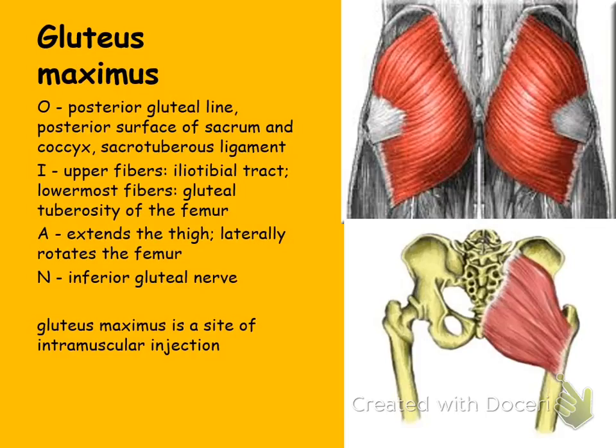The upper fibers, the iliotibial tract, and it inserts on the gluteal tuberosity of the femur. We didn't have that one on our list so much, but it's right posterior to the greater trochanter. It extends the thigh and laterally rotates the femur, rotates your femur outward.